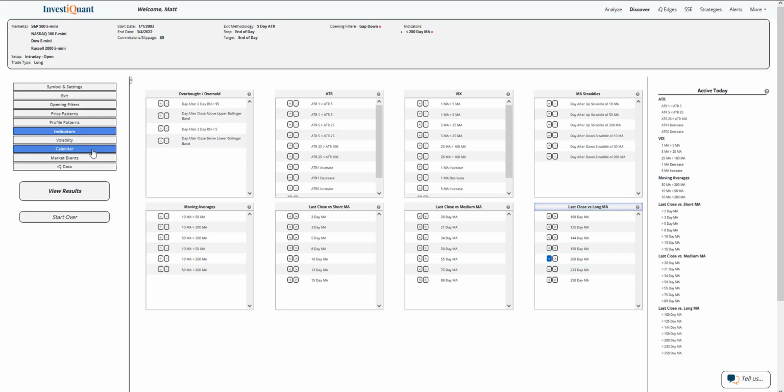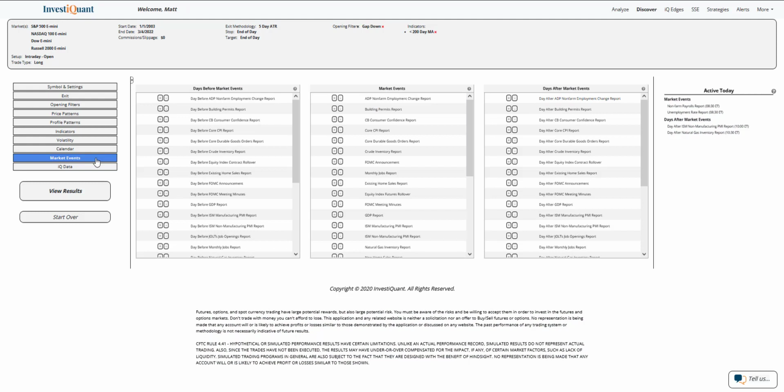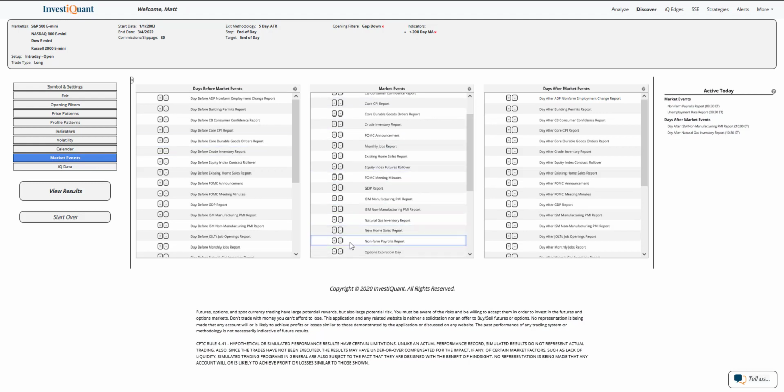And then I'm also going to go to the market events library. I'm going to say that today is the day of the non-farm payrolls report. I can grab that over there from active today, or I know right where it's at here in the market event. So I just scrolled down and hit equals next to it. Either option will get you the same result. Now I can click view result.